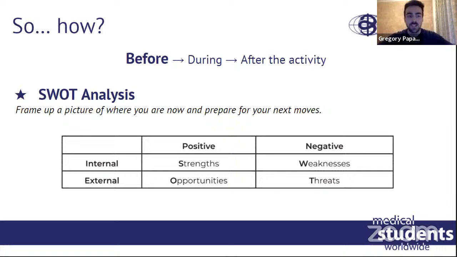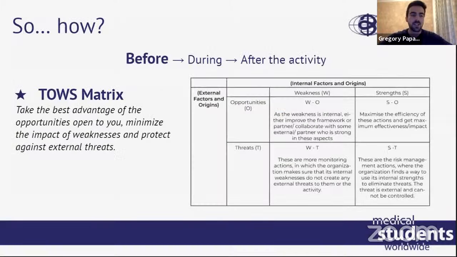And that leads me to the next slide, which is the TOWS matrix, which is basically like a reverse SWOT analysis, where you take the best advantage of the opportunities open to you, you minimize the impact of weakness, and protect against external threats. So basically, you link the different aspects of the SWOT together, and well, linking weaknesses with opportunities.